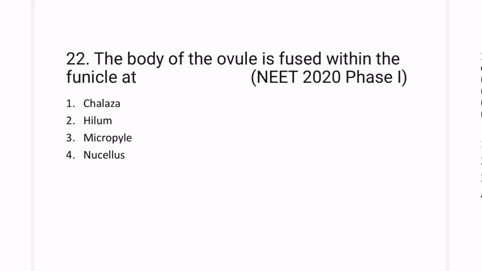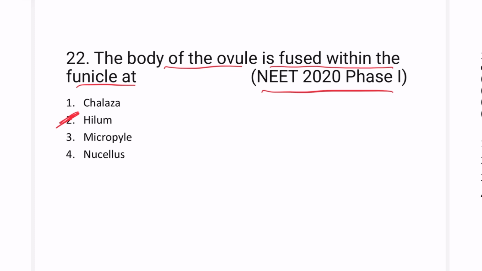The next question from NEET 2020 phase 1. And the question says, the body of ovule is fused with the funicle at the place where the funicle comes in contact with the body of ovule. It is described as a hilum. Hilum is the place where the funicle comes in contact with the body of ovule. So the answer is option 2.